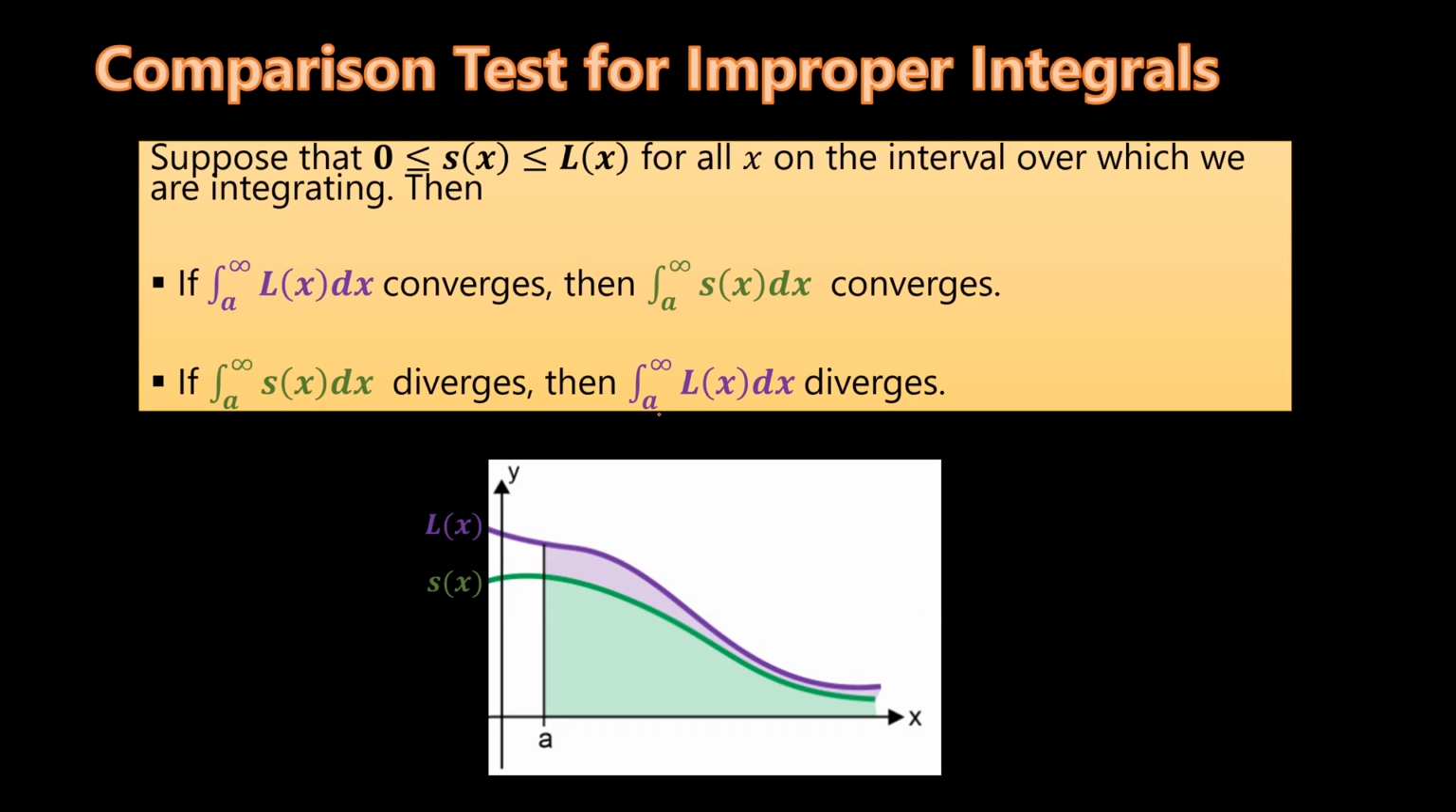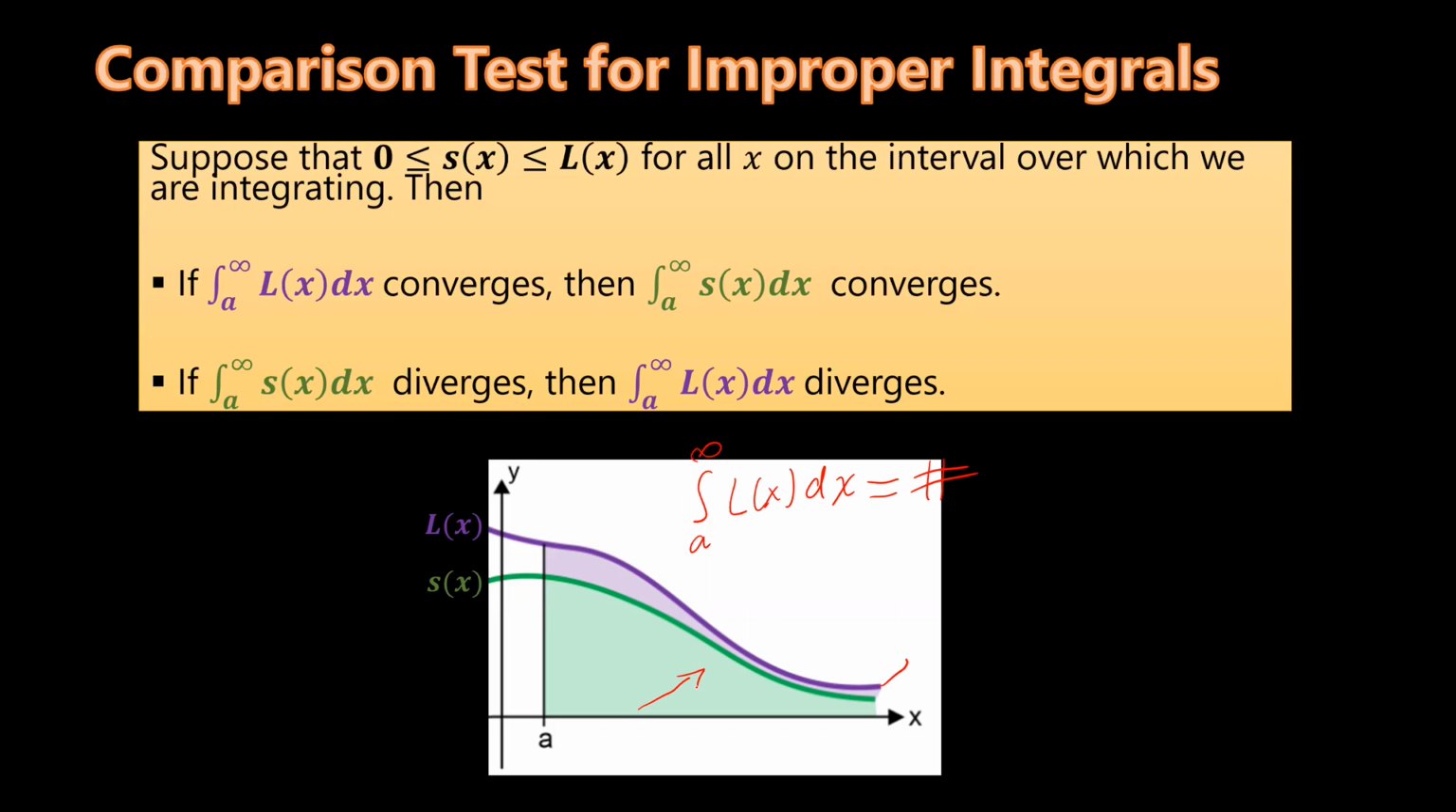Logically it makes sense, right? If the bigger integral converges to some number, let's say the integral from a to infinity of L of x dx, whatever that number is, then the smaller function is going to have to follow suit because it's being guided by the larger number, right? Not necessarily converge to the same number, but it is going to converge as well, okay?